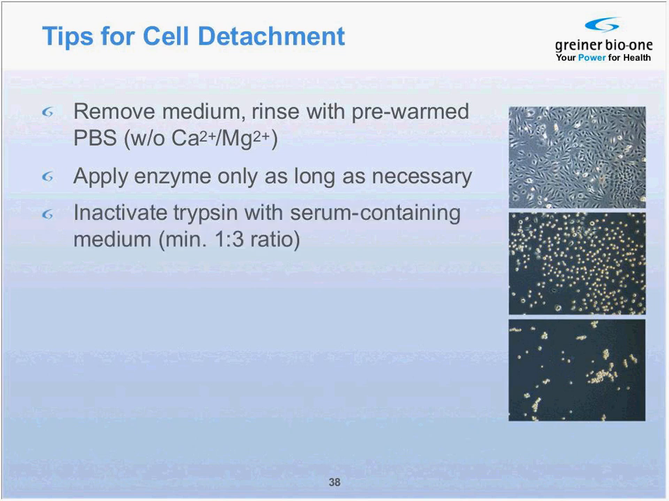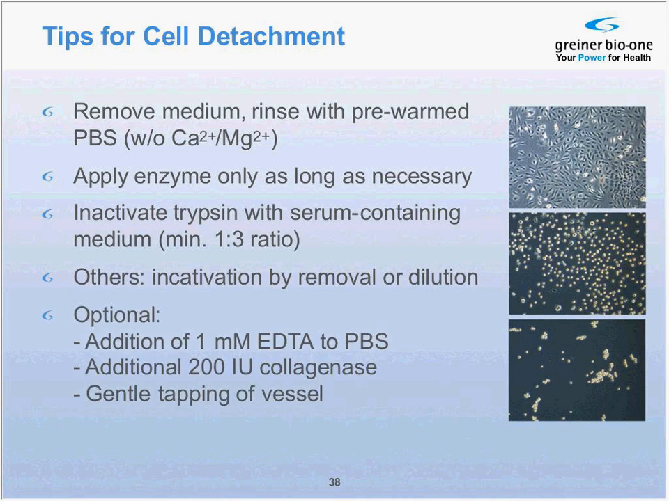Most enzymes have to be diluted or removed from the cells, where trypsin is inactivated through the addition of serum-containing medium, as serum contains a trypsin inhibitor. If cells are very hard to detach, which can happen especially with primary cells, washing the cells with EDTA-containing PBS, the addition of collagenase to the enzyme of choice, or gentle tapping of the vessel might also help.